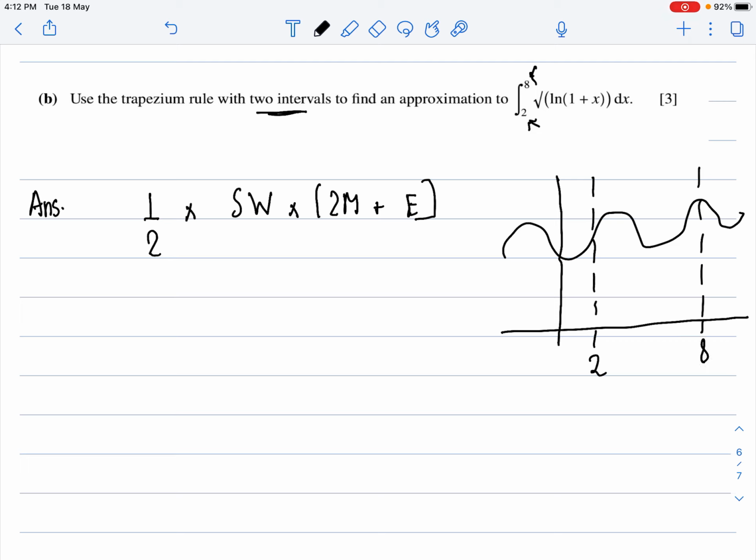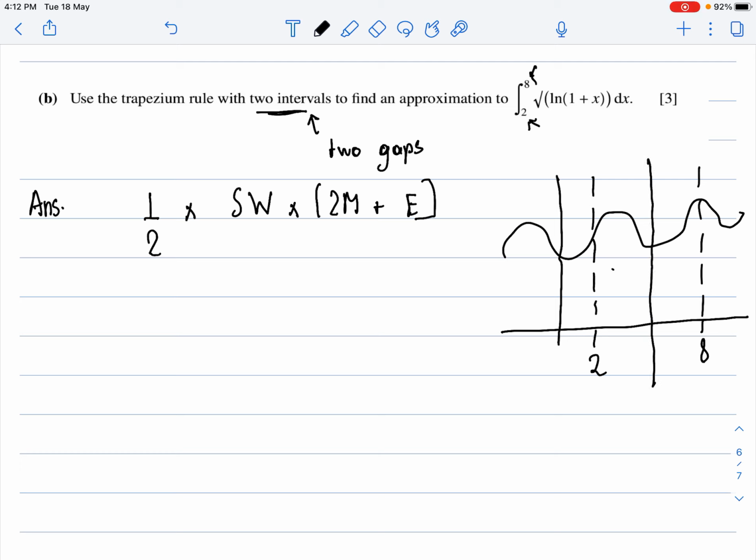Got it? So now I need two intervals. Two intervals basically means two gaps. Okay? So now if I want two gaps, that means if I make a line here in the middle, I'll have a gap 1 here and a gap 2 here, correct? So I have made two intervals.